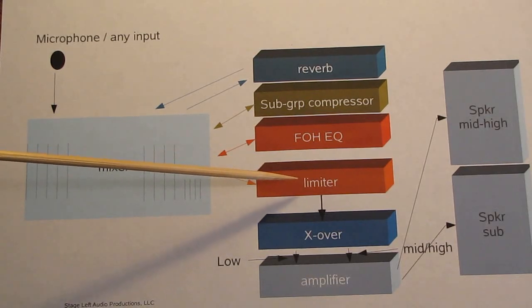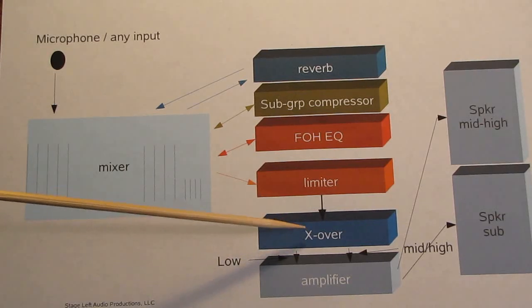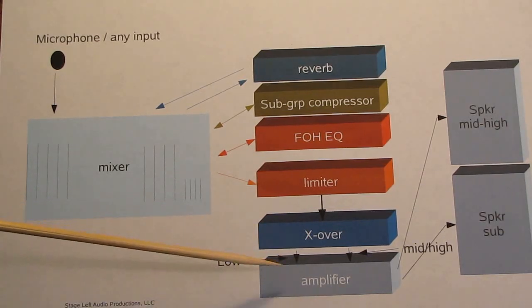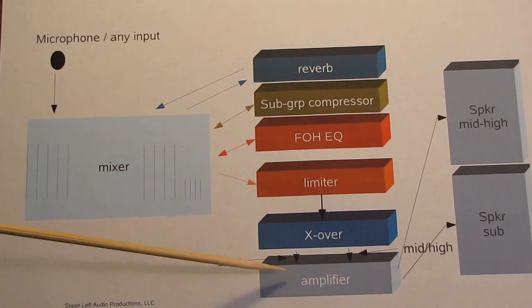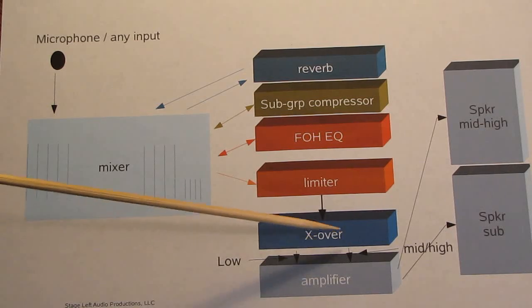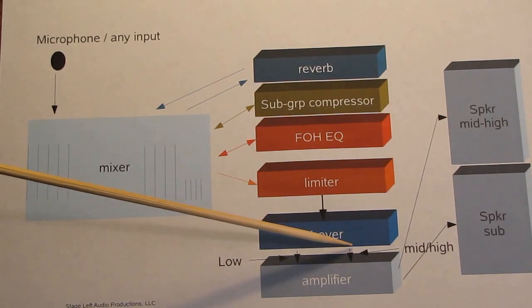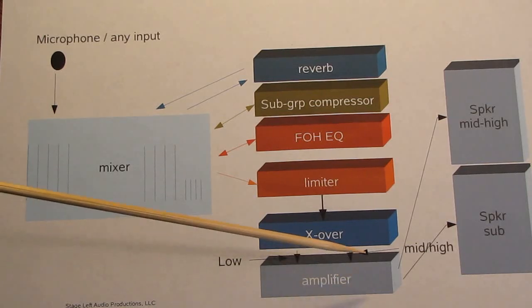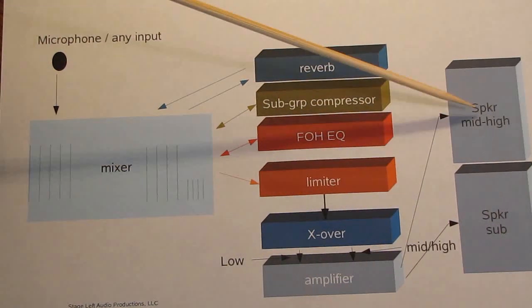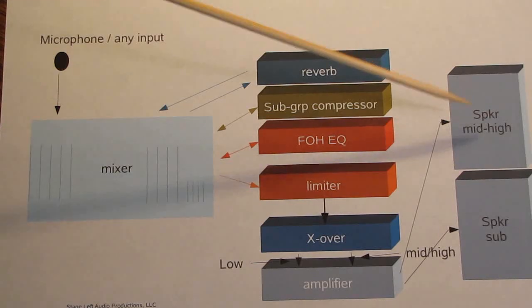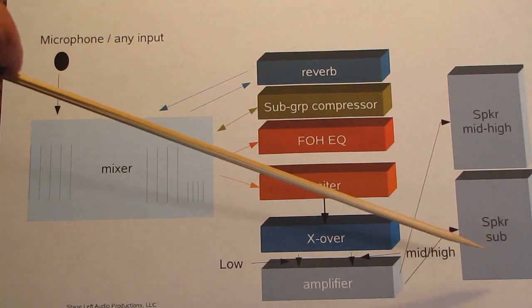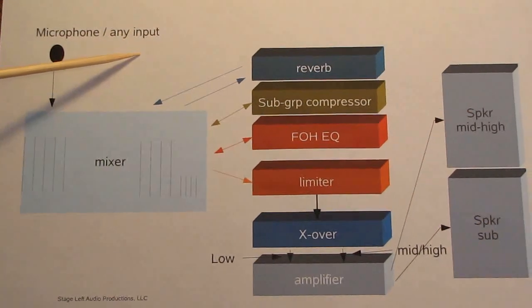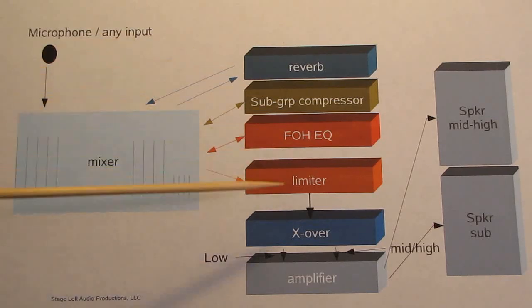From the limiter, it's going to go into the crossover, where the crossover is going to split the signal. The lows are going down one path into the input on one side of the amplifier, and the mids and highs are going out the other path out of the crossover into the other channel of the amplifier, and then ultimately from there, the signal is sent to the speakers for mid and high and for the sub. So when you watch the video, this is basically what is taking place.